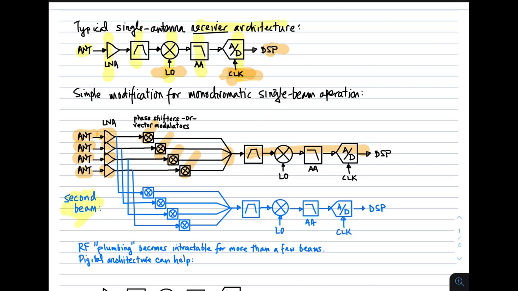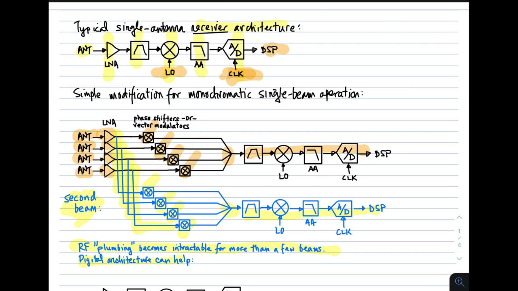And if we want a second beam, then the idea is we'd pick off these signals right after the LNA outputs, run them through another set of phase shifters or vector modulators, add them together to get that second beam, and then onto a second parallel receiver chain. So completely analogous to the transmit operation I showed previously. Now, can we do a third beam and a fourth beam? Sure. Problem is the RF plumbing becomes intractable for more than a few beams. All the same issues I described before for transmit appear here for receive.